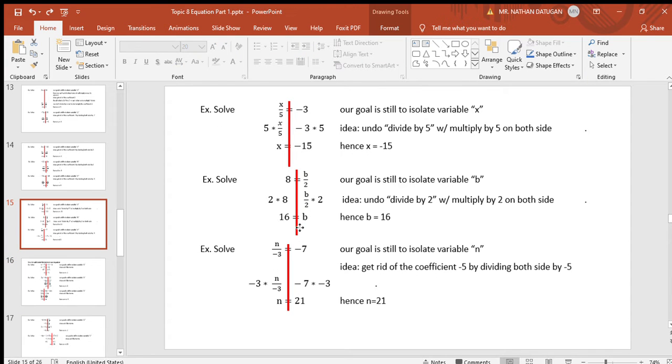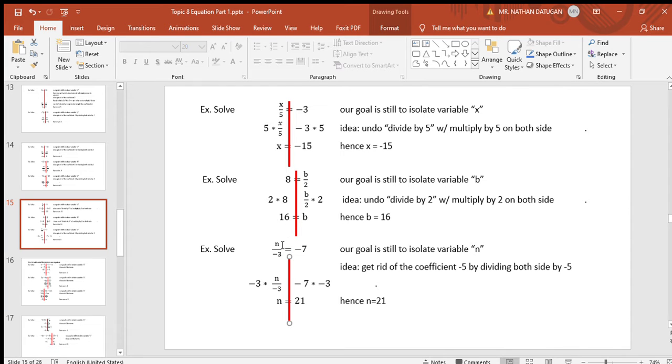Now we have 8 is equal to b over 2. We want to isolate b, so we have to undo that division by 2. So we multiply both sides by 2. 2 times 8 is 16, and b over 2 times 2 is simply b. Again, don't forget to write your line between the two that separates the equation into two parts.